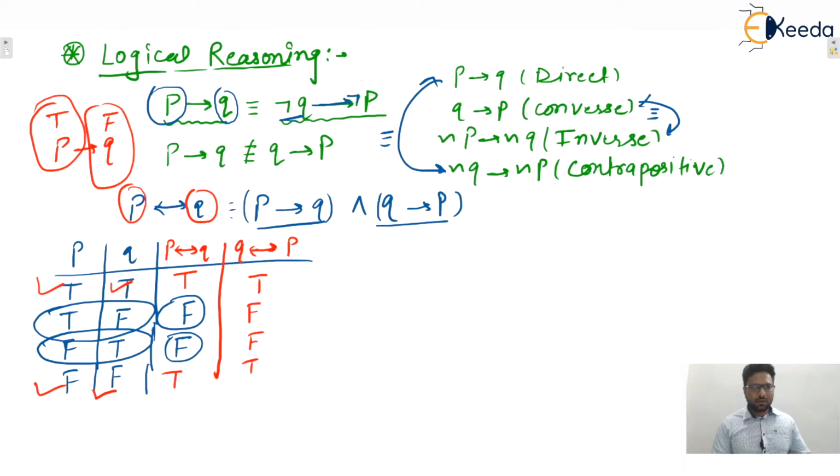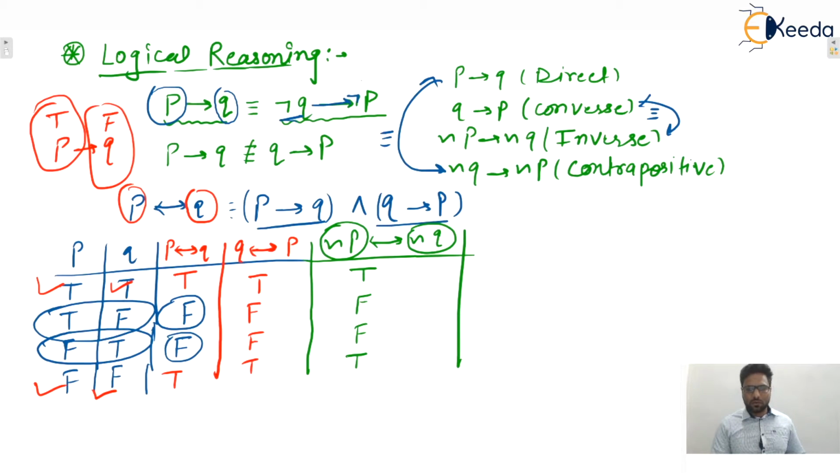Yes. Next one, let us assume, what is the truth table of negation P biconditional Q? First find out the negation P, then negation Q, and then take the biconditional. Then it will be true, then it is false, false, false, true.